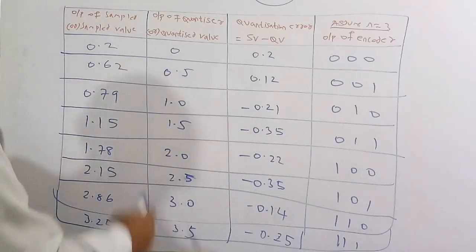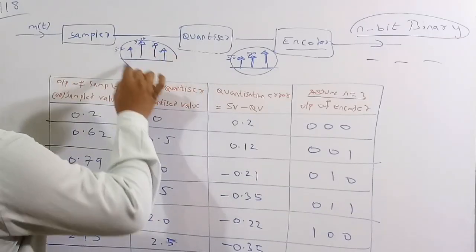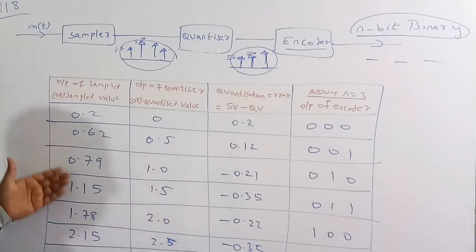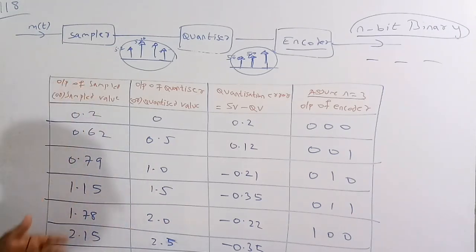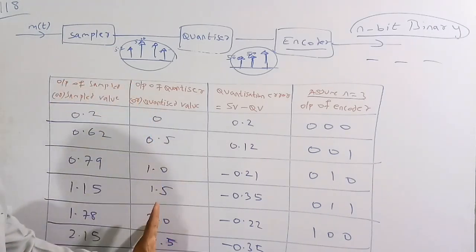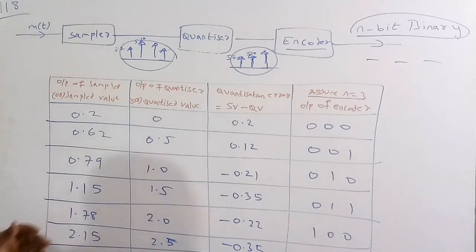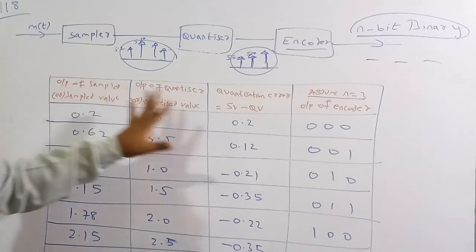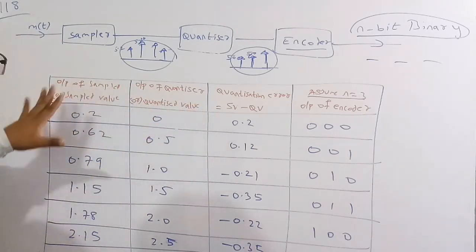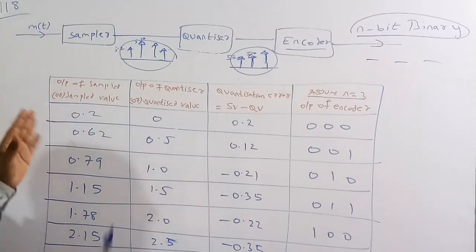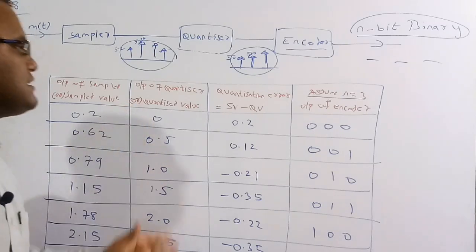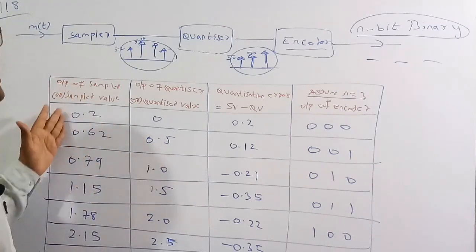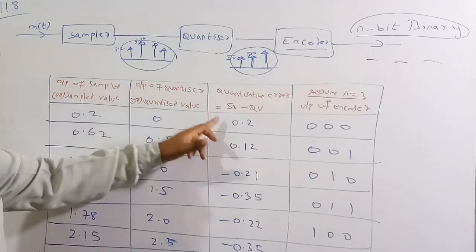So here suppose let me assume this output of the sample. So the output of the sample are the sample values. So these are the actual amplitude values after the sampler. And these are the standard levels. So now what we are going to do is, the quantization error is equal to the actual sample value minus the quantized value. But actually we need a sample signal, but we are going to approximate with the help of a quantizer in order to get a finite number of amplitudes. And if you do the subtraction, sample value minus quantized value, we are going to get this range.